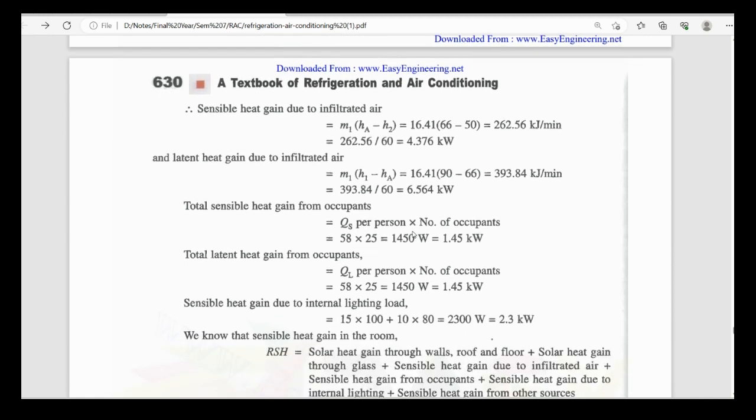Similarly, we can calculate the latent heat gain. We just have to take the difference between point number 1 and point number A and multiply with the mass. So we get 6.564 kilowatt.